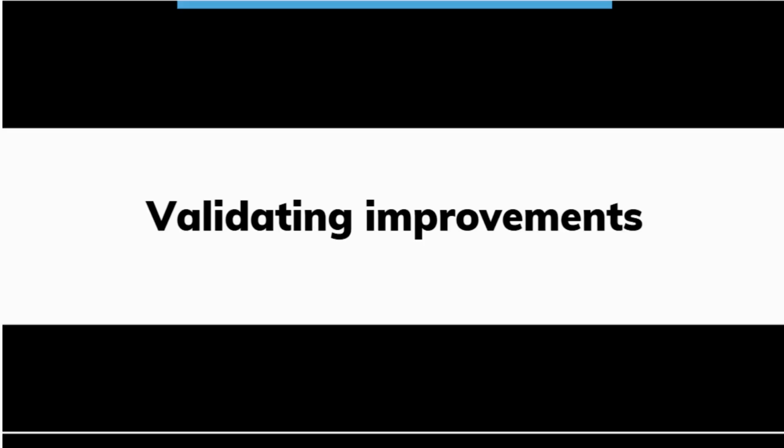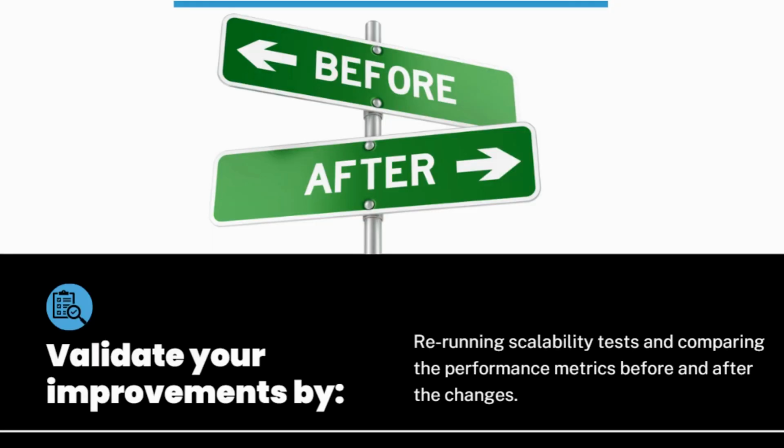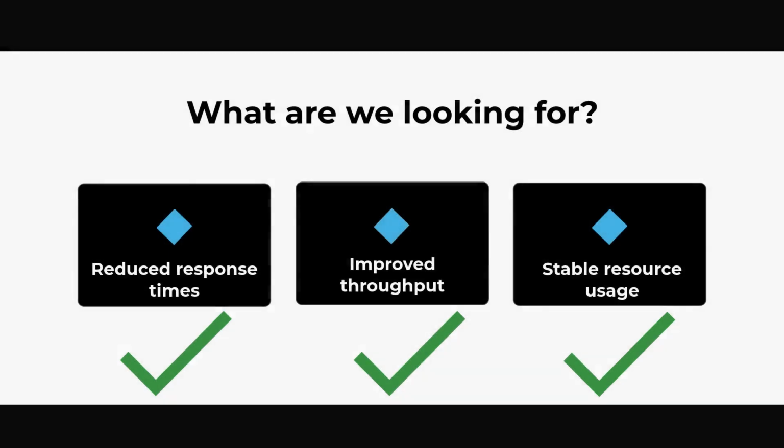After implementing optimizations, it's crucial to validate the improvements. We'll rerun the scalability tests and compare the performance metrics before and after the changes. We're looking for reduced response times, improved throughput, and stable resource usage. We should see a clear difference.